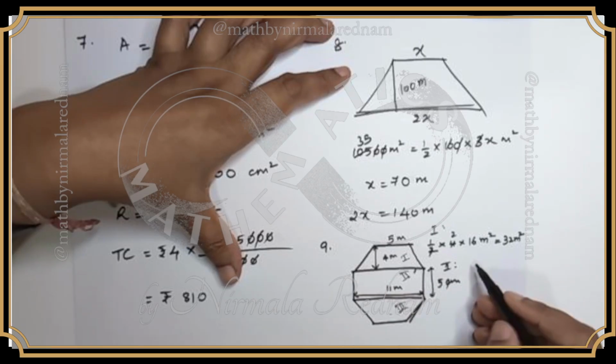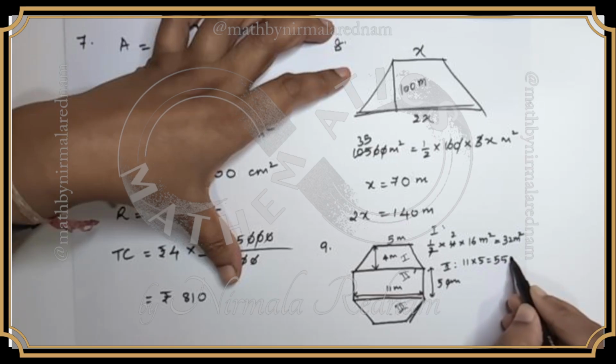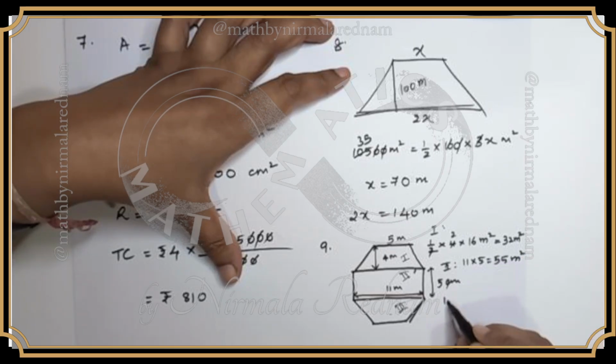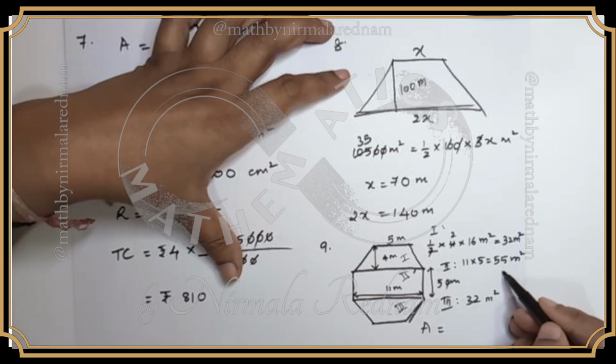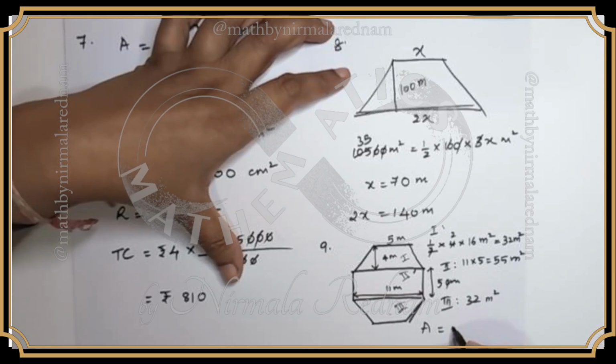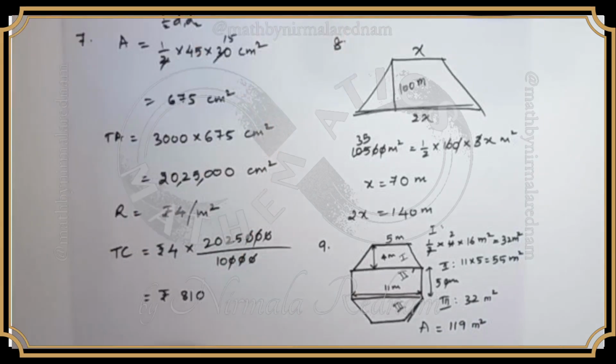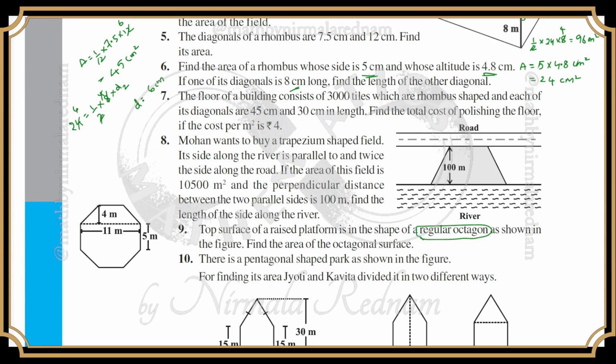The second one is a rectangle, length into breadth is 11 into 5, 55. This is very straightforward. And then the third one, I need not calculate, I know that it is 32. So if I add all these three, I'm going to get the total area as 64 plus 55, which is 119. So that is your total area of the octagonal field. That is the 9th question.